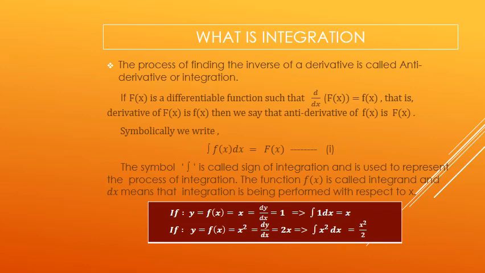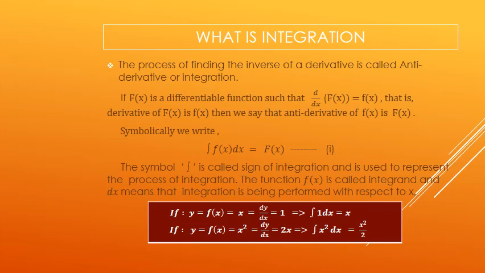Here you can see that by the inverse process of the derivation, or the inverse process of the integration, we again have the same function. The symbol ∫ is called the sign of integration and is used to represent the process of integration. The function f of x is called the integrand, and dx means that integration is being performed with respect to x.